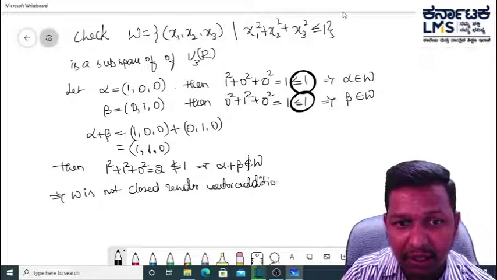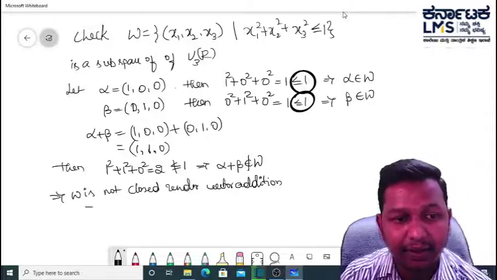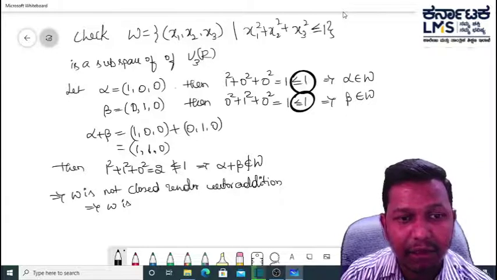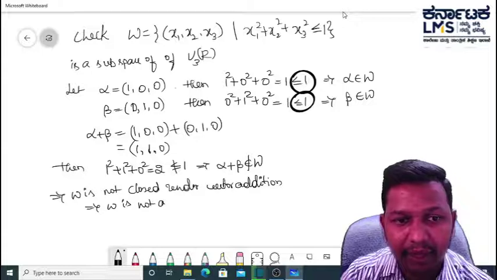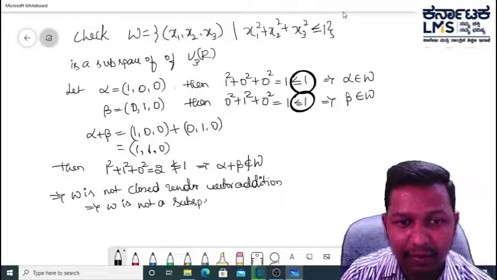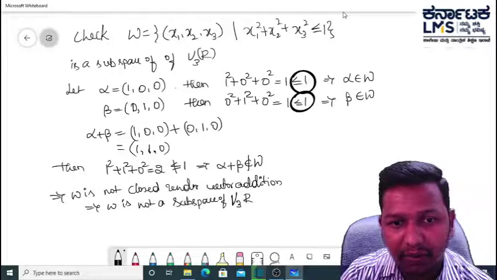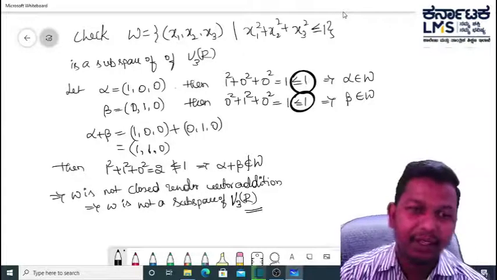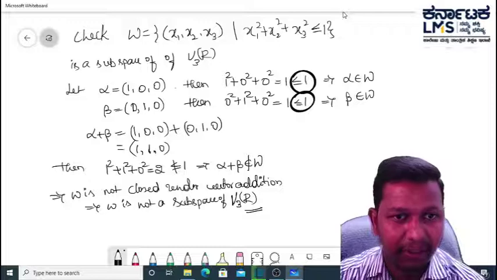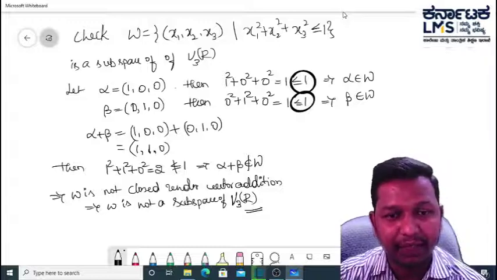It is not closed under vector addition, which implies that W is not a subspace of V3 of R. These are some examples for subspaces. Thank you.